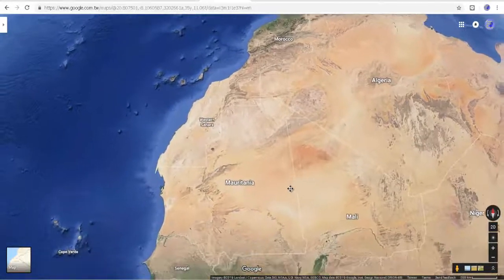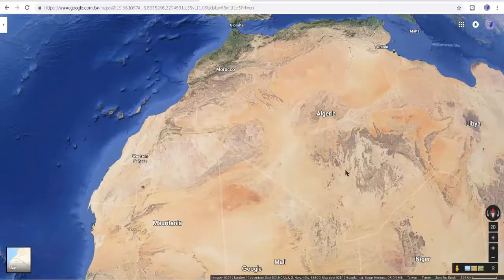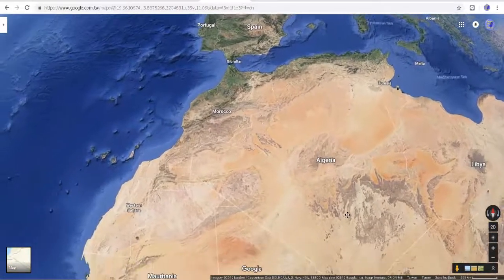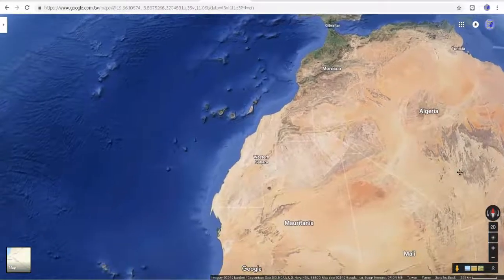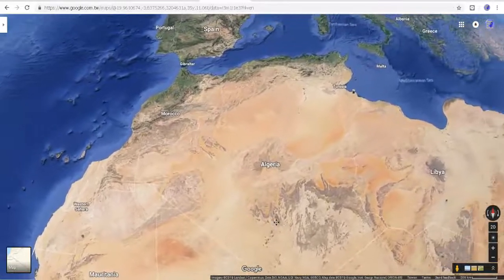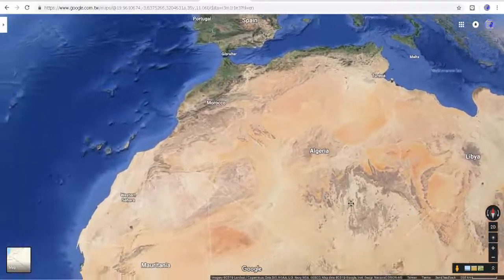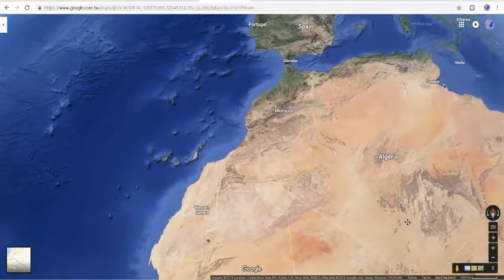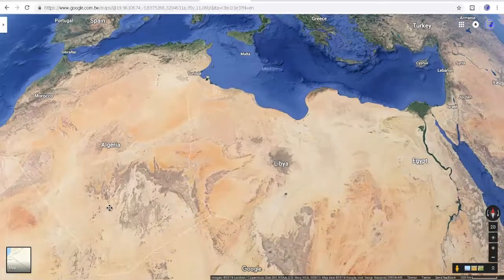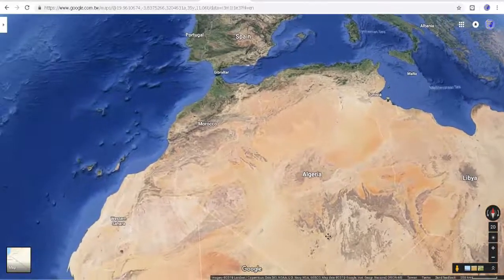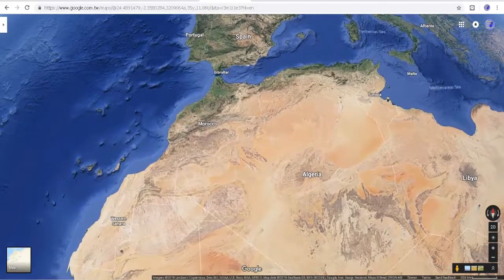So here we are looking at a nice Google map. Love Google Maps, don't you? And you're looking at, of course, Northern Africa, and hopefully you can see a three-dimensional kind of effect here when you move it, but it's not really three-dimensional, is it? But what you do see standing out is these mountains here. It's called the Atlas Mountains.